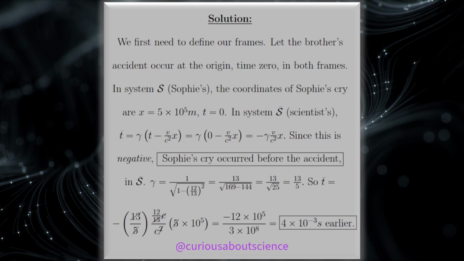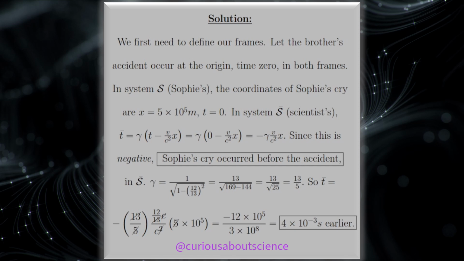Now, in the S bar system, or the scientist system, again, the scientist is moving on the plane, so that gets the bar system. We have that t bar is equal to gamma times (t minus v over c squared times x), so we can plug everything in for that. At t equals 0, we see we're just left with these factors. And since this is negative, Sophia's cry occurred before the accident, according to the scientist. Now, this again is in S bar.